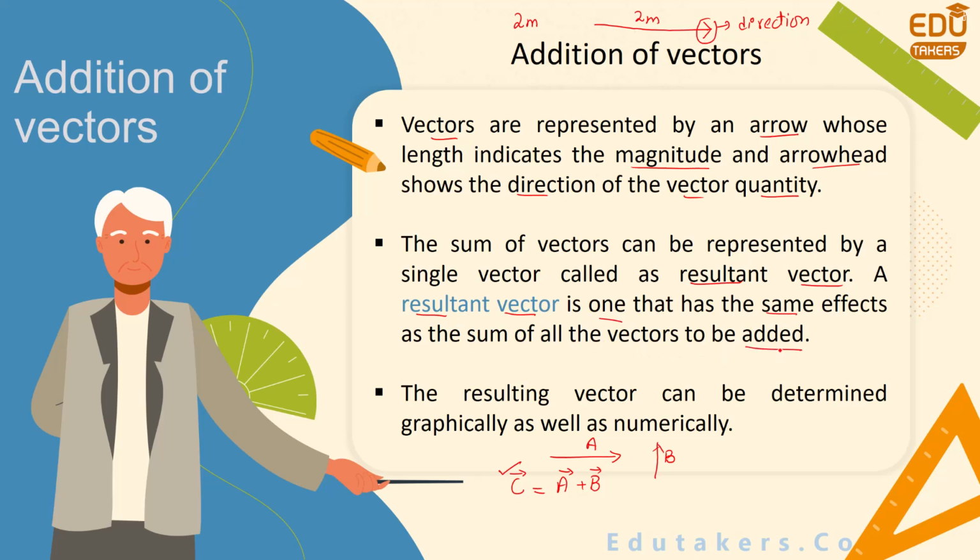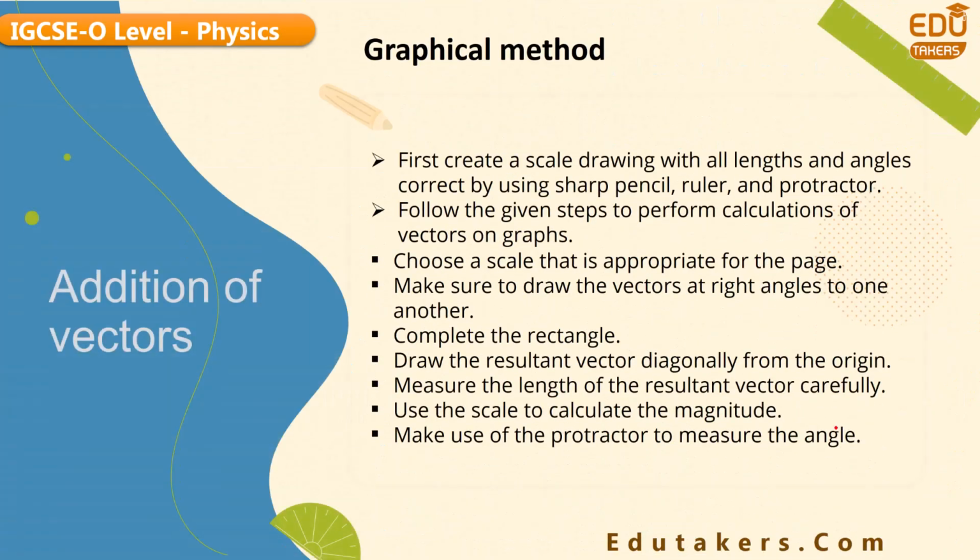Next we see by which methods the vectors are added. There are two methods to add vectors. The first is the graphical method and the second is by calculation. The resultant vector can be determined graphically as well as numerically. We see both of these methods one by one. First of all, here is the graphical method.